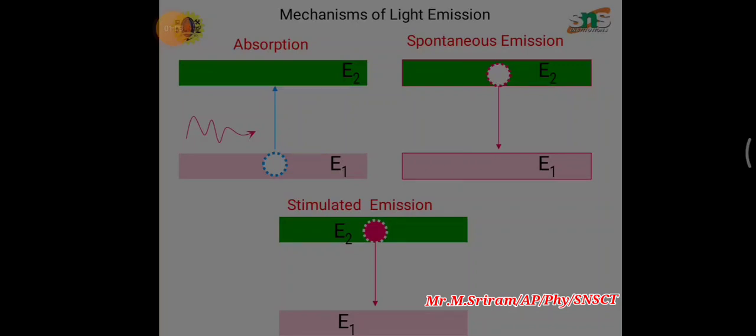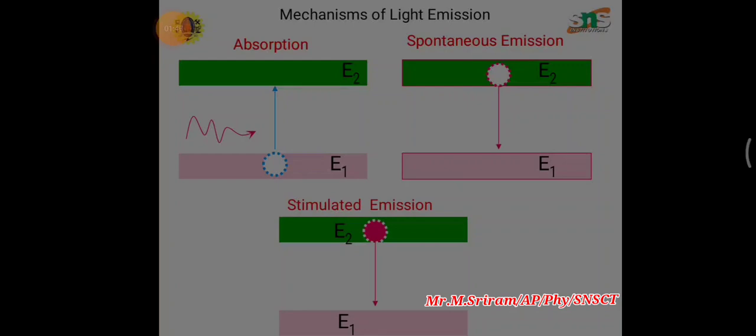First, absorption. An atom in the lower energy level, or ground state energy level E1, absorbs the incident photon radiation of energy h nu and goes to the higher energy level, or excited state E2. This process is called absorption. See diagram 1. If there are many atoms in the ground state, each atom will absorb energy from an incident photon and go to the excited state.